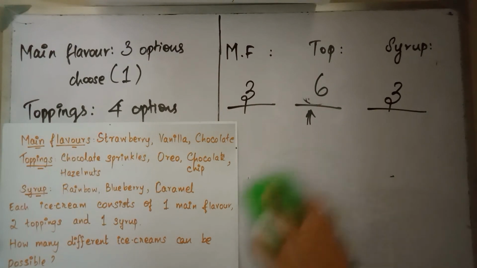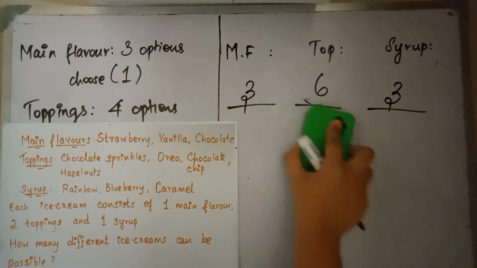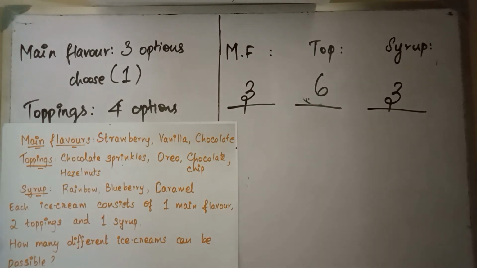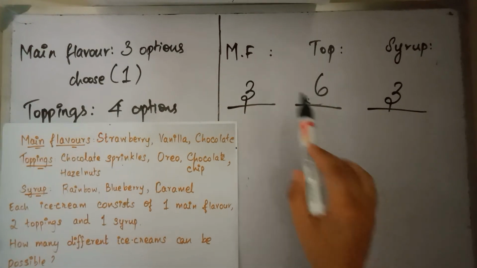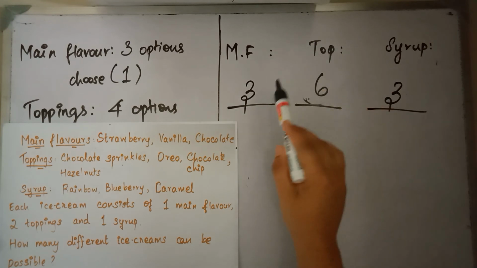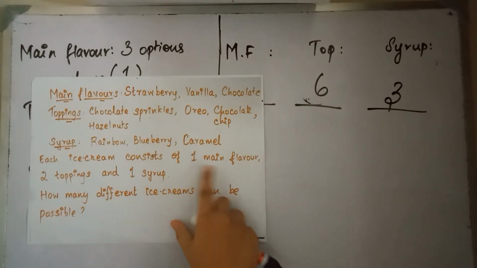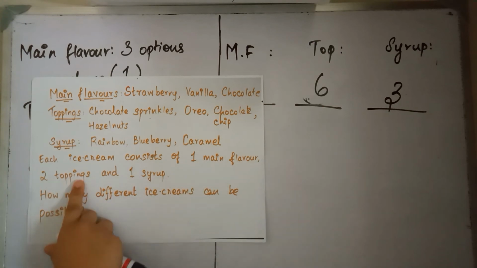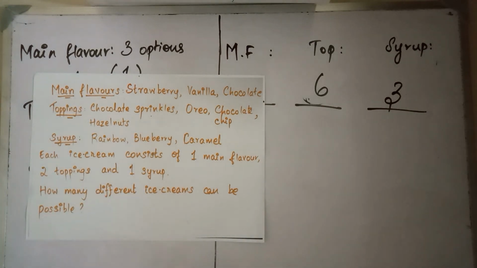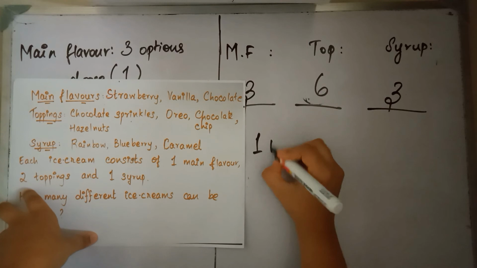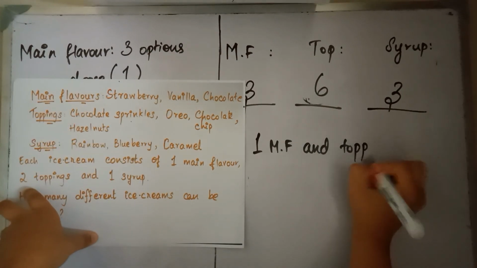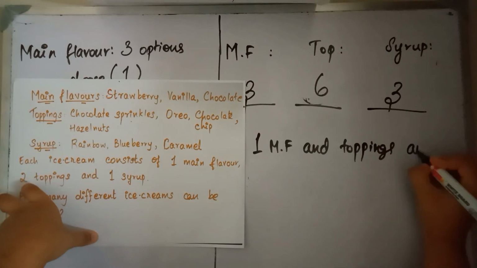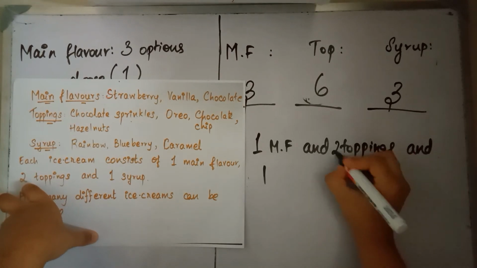Now what do we have to do? Do we have to add this or multiply this? What is this actually? This is actually the ingredients of the ice cream, and we have to have 1 main flavor and 2 toppings and 1 syrup, right? It has to comprise of 1 main flavor and toppings and 1 syrup.